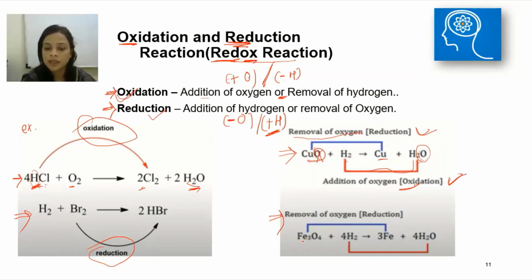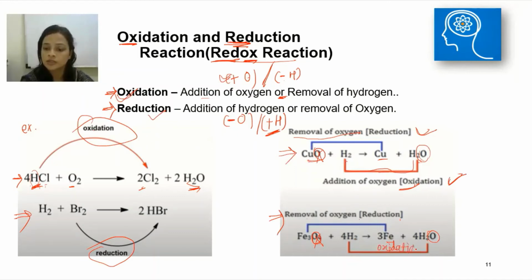Now another example. See here. Here is Fe3O4 and this Fe3O4 gets converted into Fe. Where is this oxygen? Here is removal of oxygen, and removal of oxygen is the reduction. Similarly, here this H2 gets converted into H2O. To this H2, the O gets attached, means here is addition of oxygen. Addition of oxygen is nothing but the oxidation reaction.